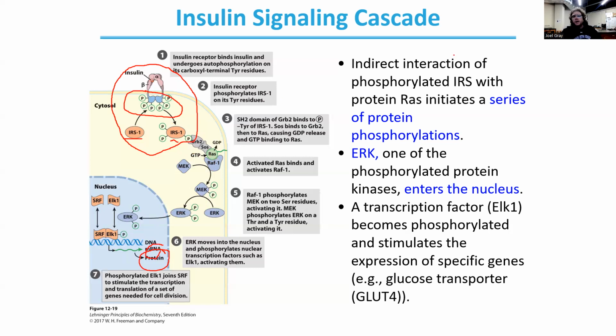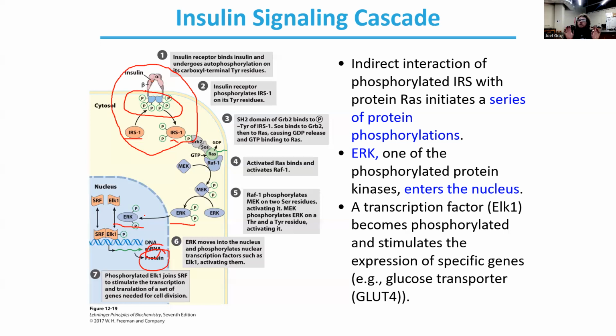So indirect interaction of phosphorylated IRS1 with the protein RAS initiates a series of protein phosphorylations. ERK, one of the phosphorylated protein kinases, is able to enter the nucleus. So this is a protein that's found in the cytosol, but is able to move, when it's phosphorylated, into the nucleus. And when it's in the nucleus, it identifies a transcription factor, a protein involved in activating transcription. That protein is ELK1. It becomes phosphorylated and stimulates the expression of specific genes. So it's going to lead to the expression of glucose transporters.